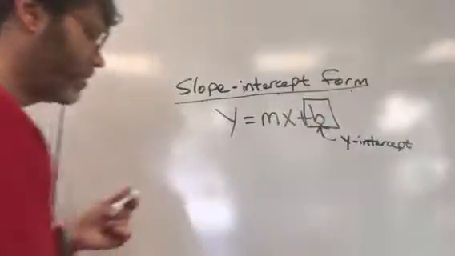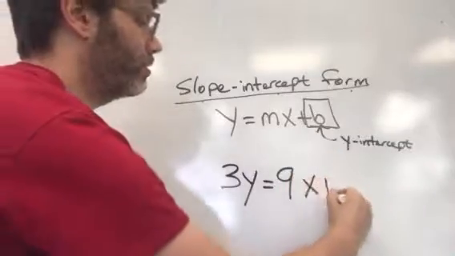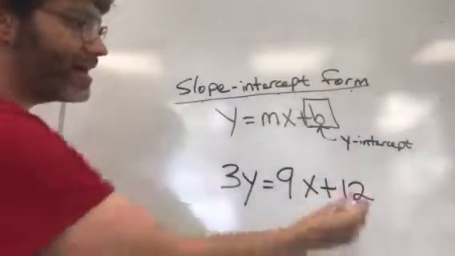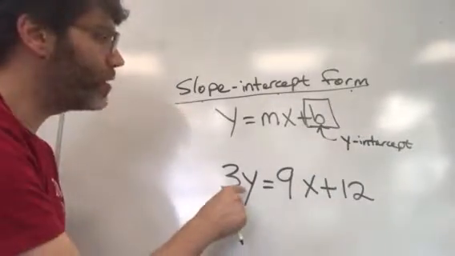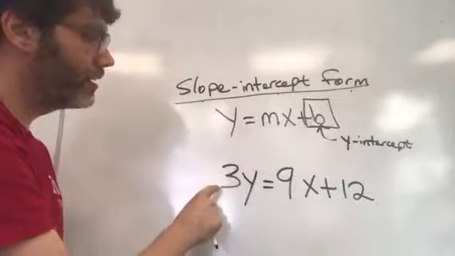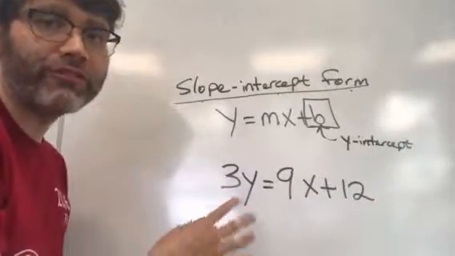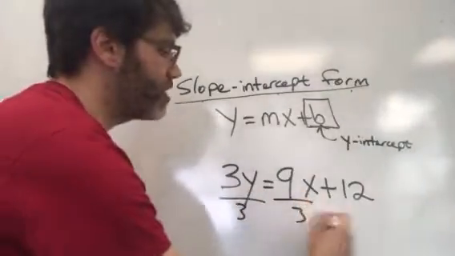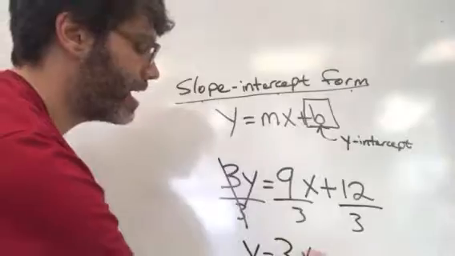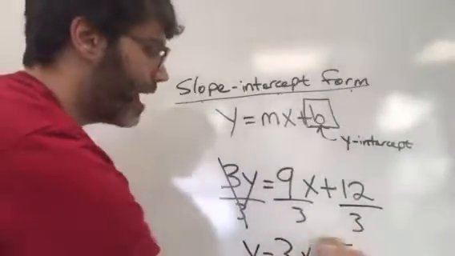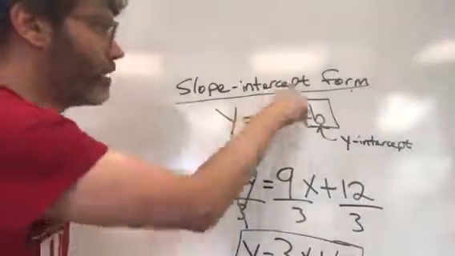For instance, if we had 3y equals 9x plus 12, this kind of looks like y equals mx plus b form, but it's not quite. Why? Because we need to have just y here. Here, it's 3y. So we need to make sure that y is isolated completely by itself. How do we do that? Divide everything, every term by 3. So now we get y equals 3x plus 12 divided by 3 is 4. Now we have put it into correct y equals mx plus b form or slope-intercept form.